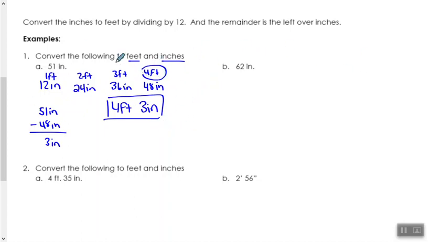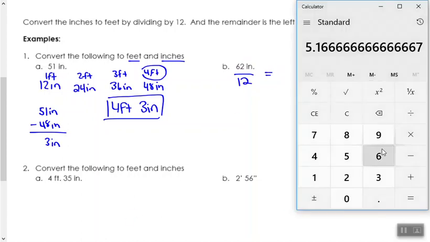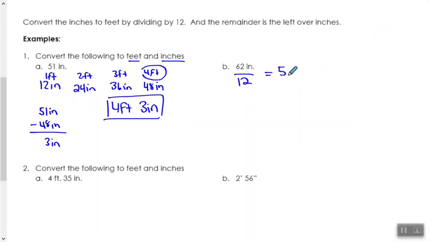So how many times will 12 go into these numbers? Well, in order to figure out how many times, I could just divide by 12. So let's do that for this one, 62 inches. Let's divide by 12 and see how many full feet we get. So if I do 62 divided by 12, use my calculator, I get 5.16666 repeating, and so on and so forth.